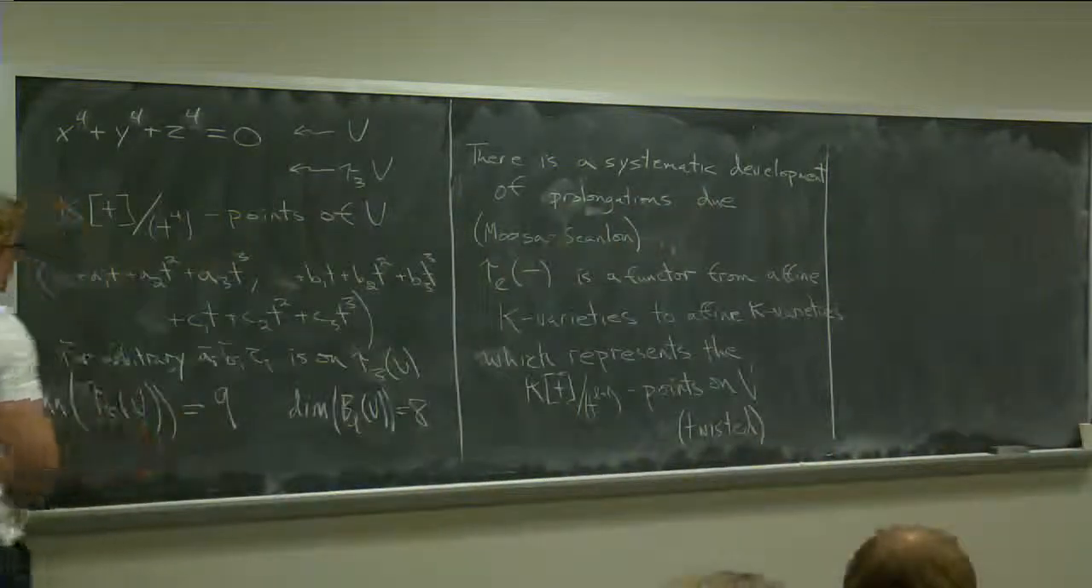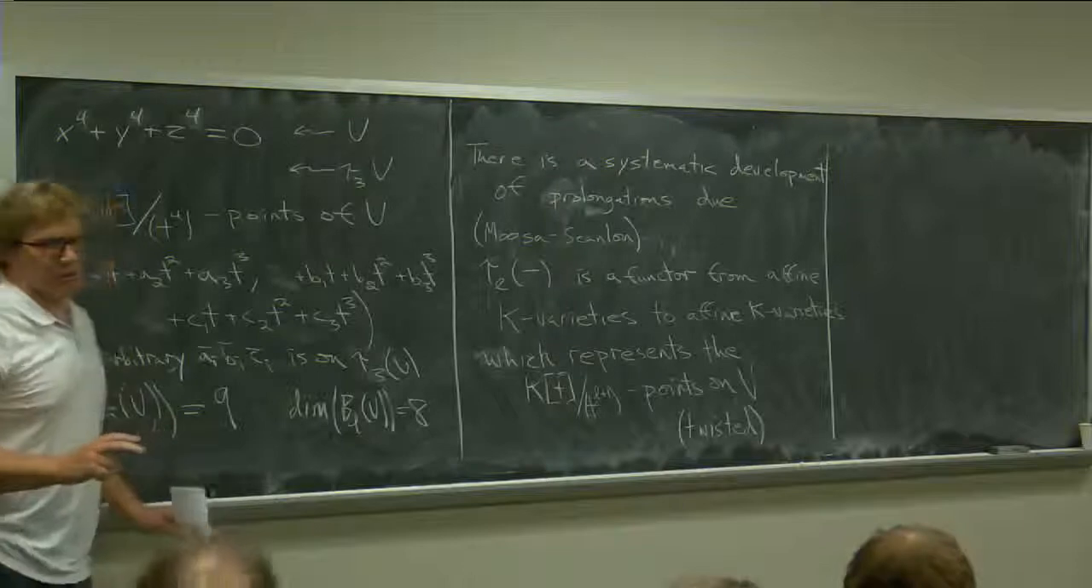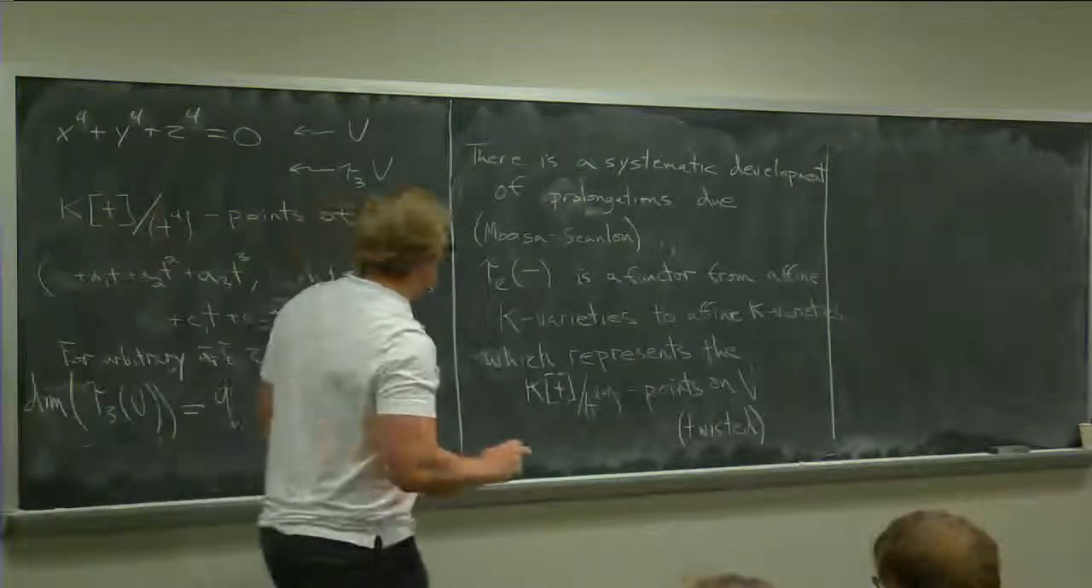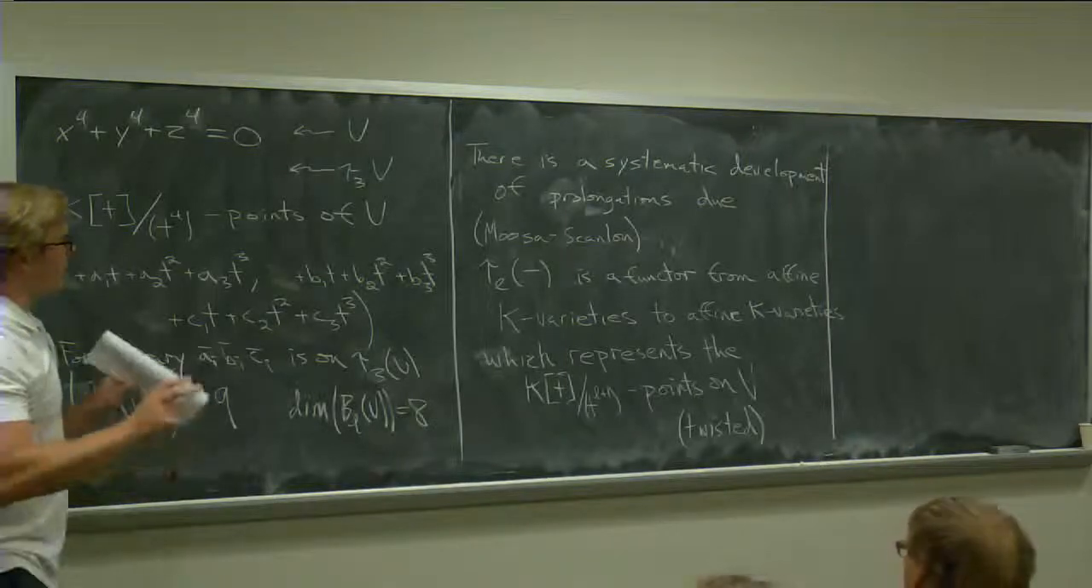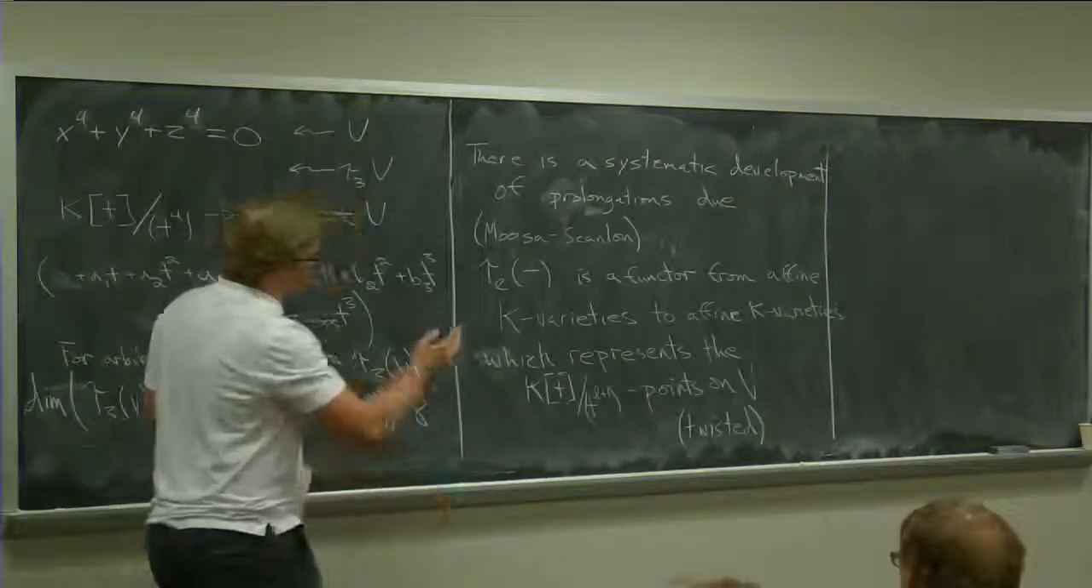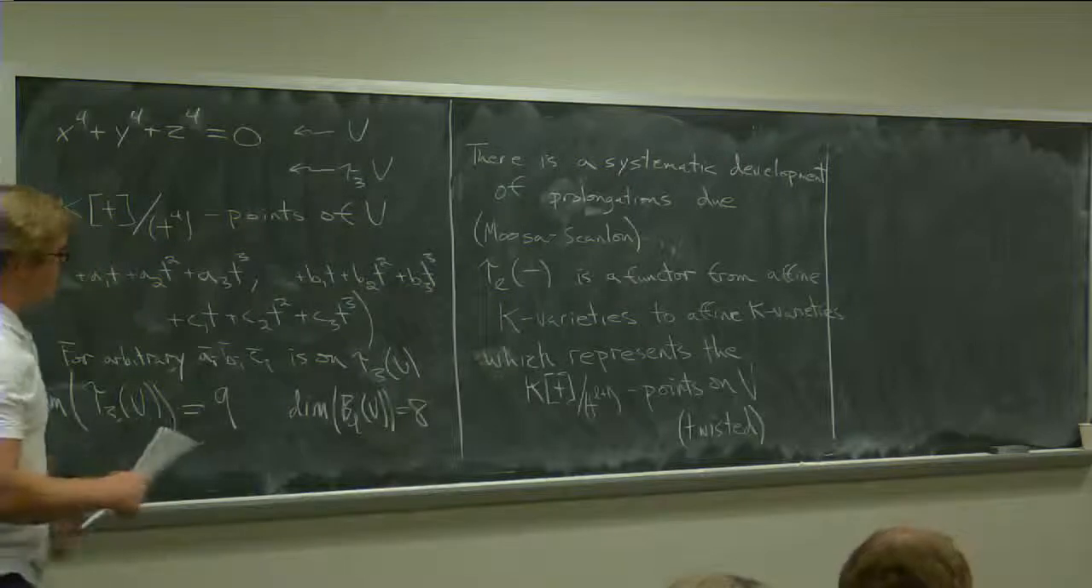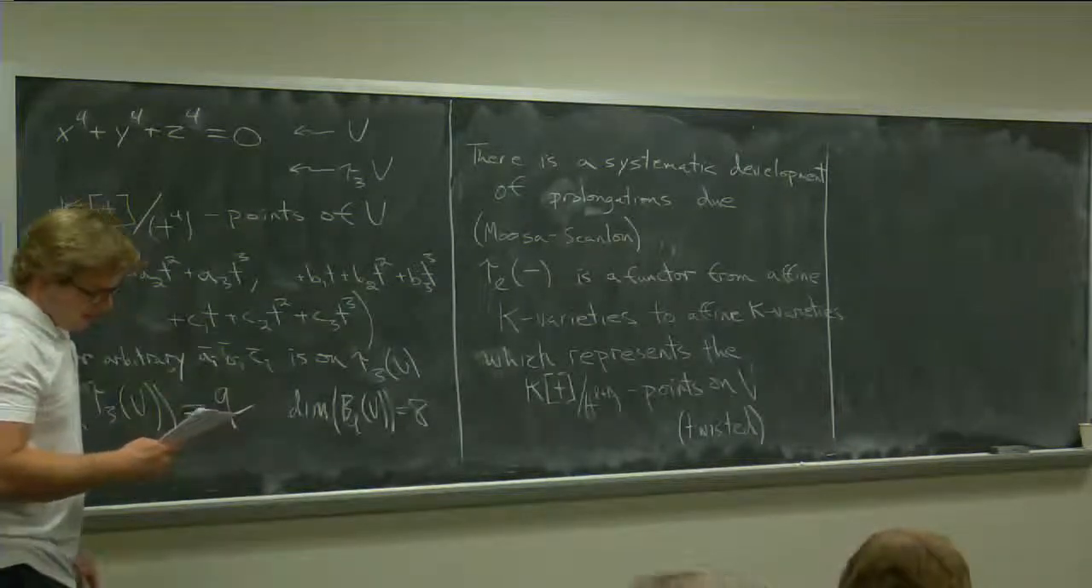Do they assume K is constant? No, that's why I wrote twisted. But you said earlier K was the field of constants of U. Yeah, I don't want to assume that anymore. K is a big differential field at this point. Some differential field. Okay.